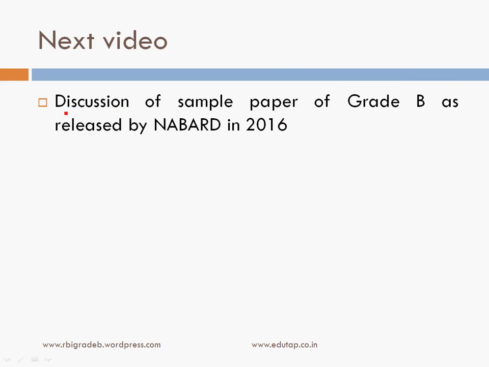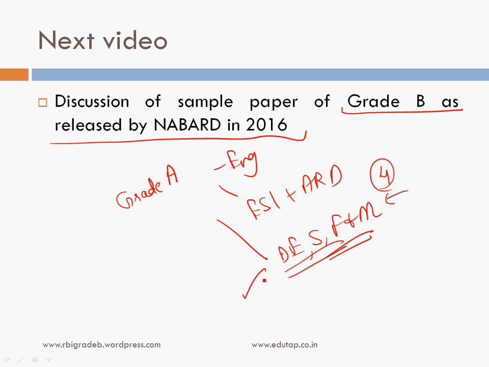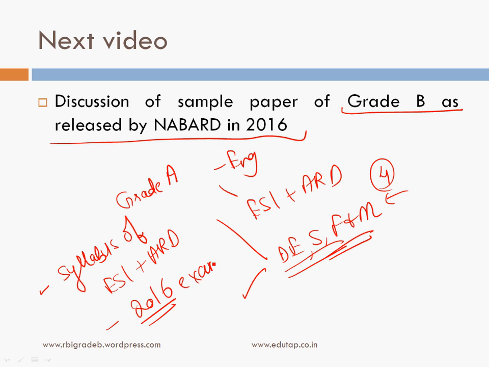Right. In the next video, what we'll be doing is we'll be discussing the grade B sample paper. Now in this video we have discussed the grade A sample paper, that is the English and ESI+ARD. Now for grade B, the third paper is there, that is developmental economy, stats, finance and management. Right, so NABARD has also given a few sample questions, around 4 in number, for these topics. So we'll be discussing those questions, and then in the next video we'll be talking about the syllabus of ESI+ARD. Then the next video we'll be talking about the actual 2016 examination.